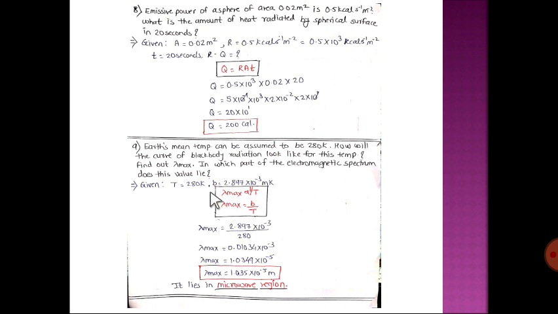Okay, let's see. B is the Wien's constant which is given. So let us write down the formula, which is lambda max is inversely proportional to T. So lambda max is equal to B by T. So let us find out lambda max. By substituting both the values, we are getting 1.035 into 10 raised to minus 5 meter. So this lies in microwave region.